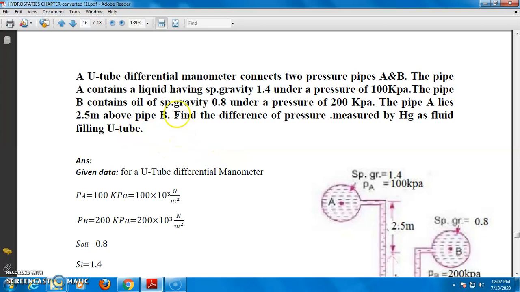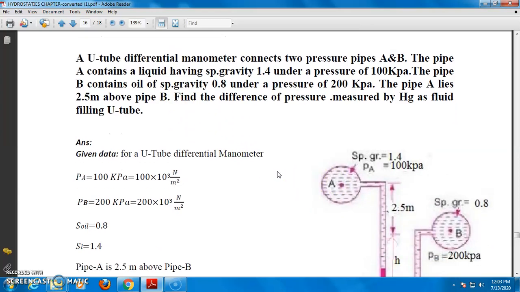So this question is a differential manometer. A differential manometer means you have to calculate the pressure difference. You have to calculate the pressure difference in this problem. The pressure difference is between the two pipes A and B, which lie at different levels. So first, you have to draw the diagram according to the question.